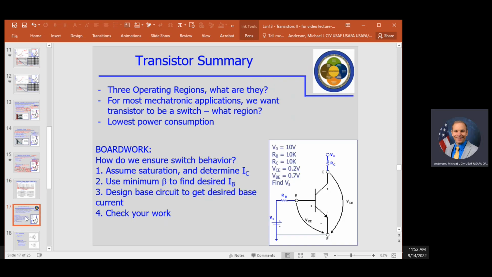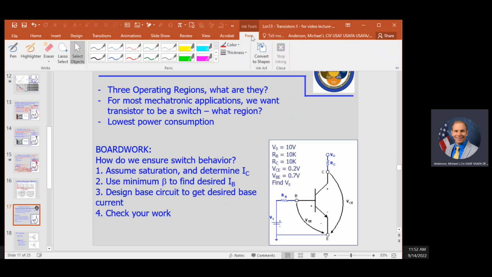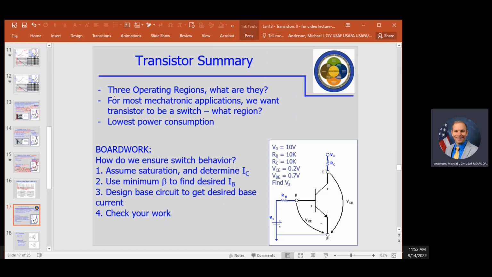Okay, so let's summarize this. We'll do this board work in class tomorrow. So you should be able to answer these questions. A transistor has 3 operating regions. What are they? We talked about cutoff, active region, and saturation region. And for most mechatronic applications, we want the transistor to be a switch. What region is that? That was our quiz. And that's where we get the lowest power consumption, or most efficient.